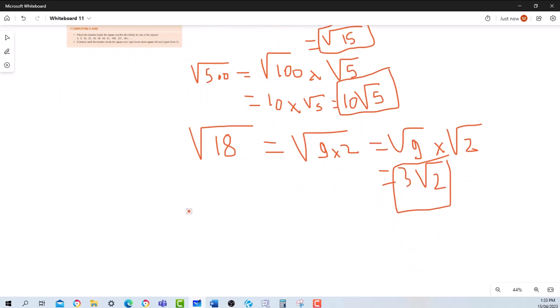Let's move to another example, the square root of 80. Let me know in the comment section below what the answer is. What is the simplification for that square root?